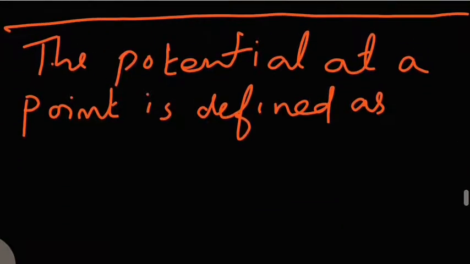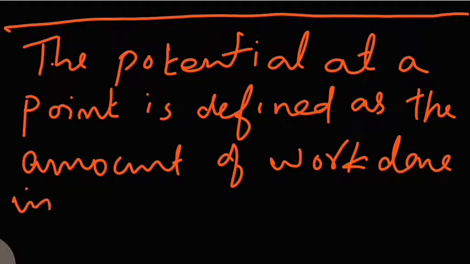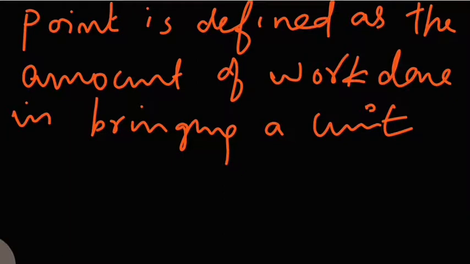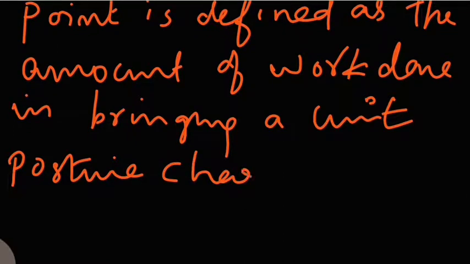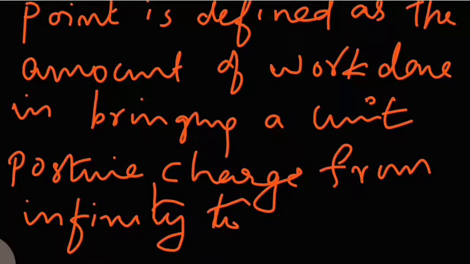The potential at a point is defined as the amount of work done in bringing a unit positive charge. Unit positive charge means a charge which has value 1 and the nature of charge is positive. From where are we bringing that? We are bringing it from infinity. And to which point? To that point where we need to find the potential. I hope you understood the definition.